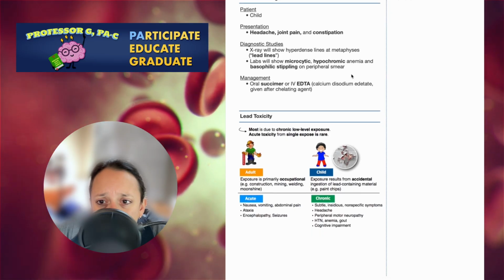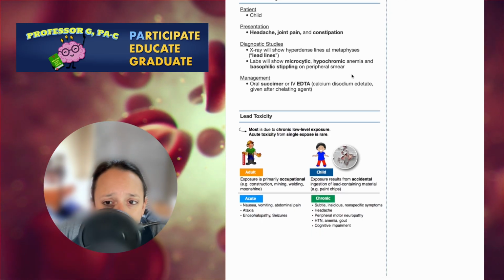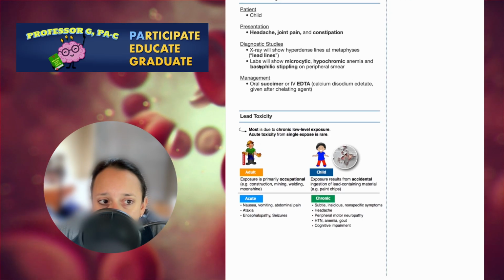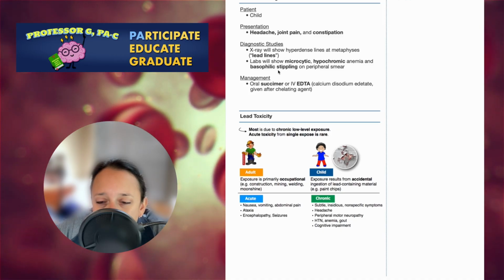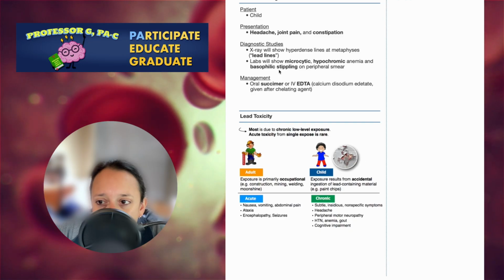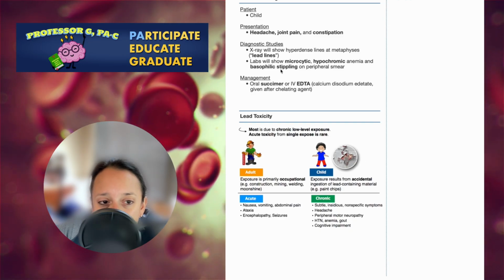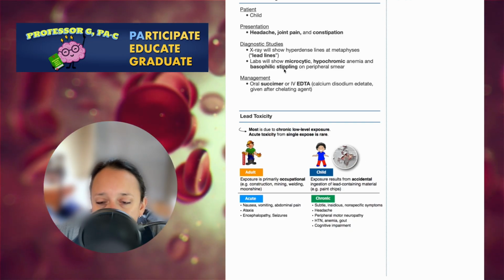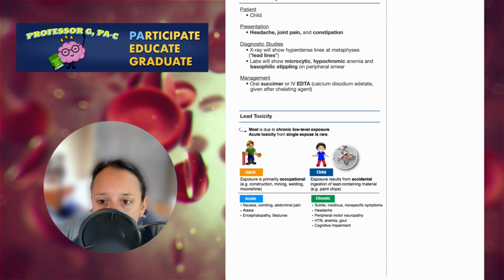On labs and a smear, you'll see some classic clues like basophilic stippling on the peripheral smear, and the serum lead level will be elevated, as well as the free erythrocyte protoporphyrin, which will be increased as well. And you might see some of those classic ring sideroblasts as well.